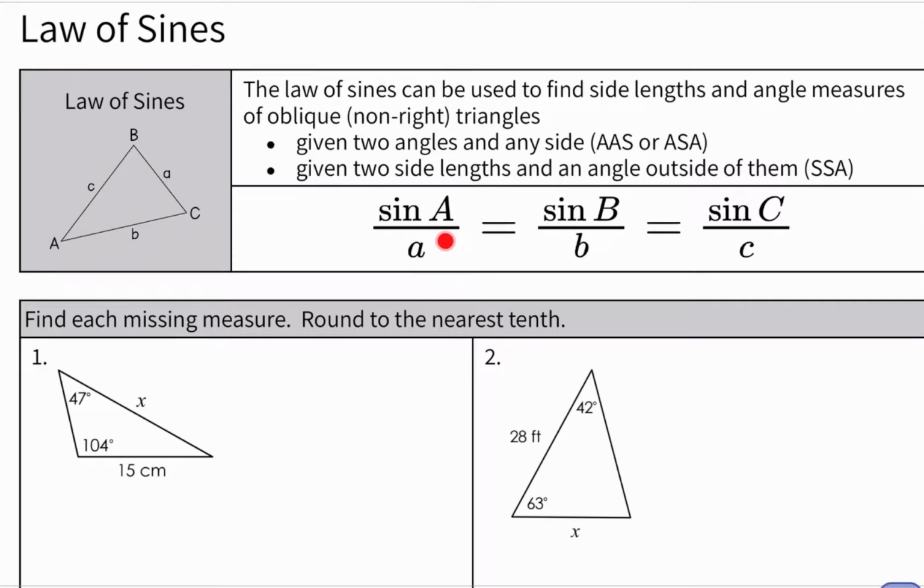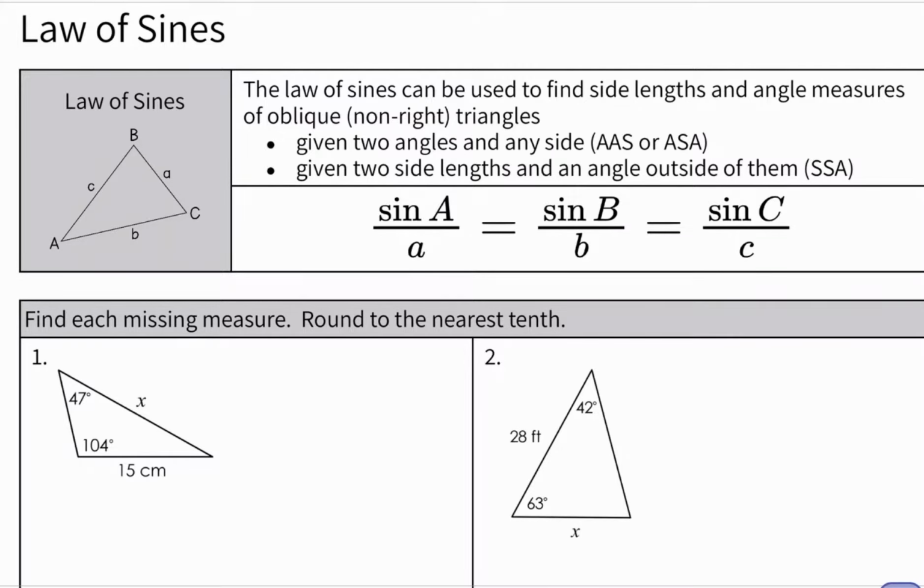This is the rule here. So sine of A over little a equals sine of B over little b equals sine of C over little c. You don't have to use all three ratios. For the most part, you're going to use two at a time, depending on what measurements are given to you.